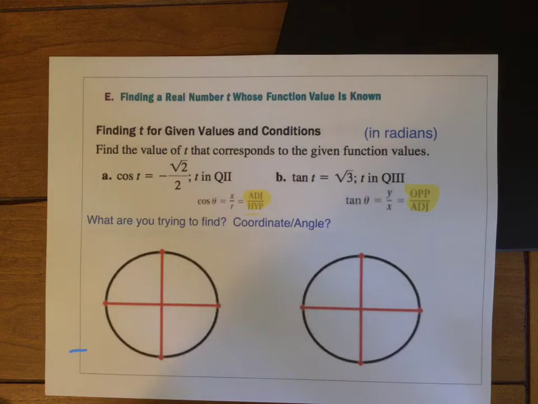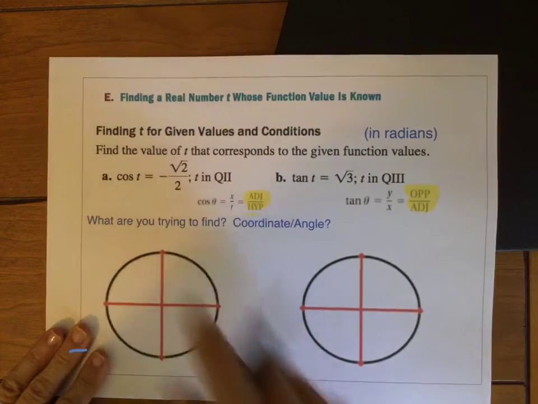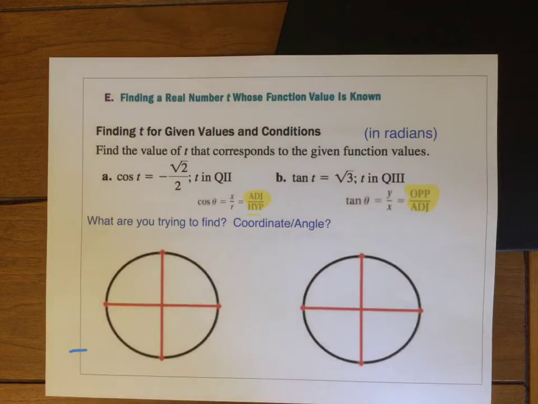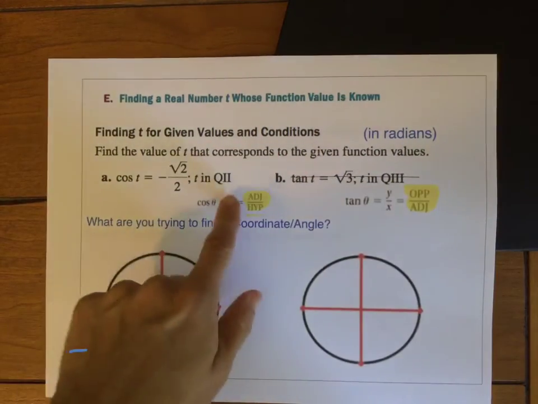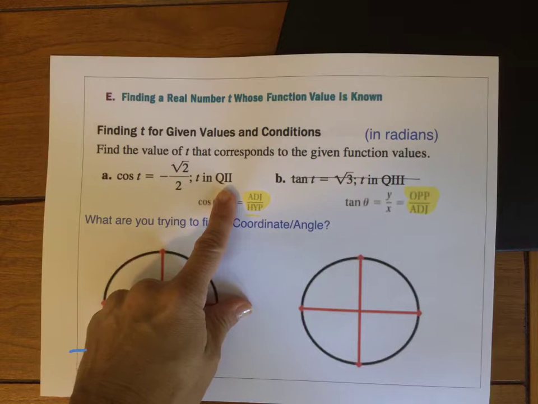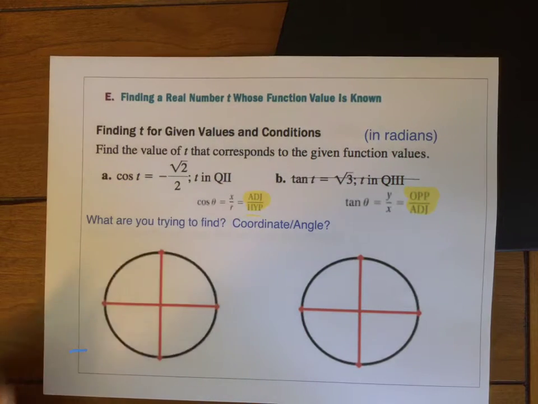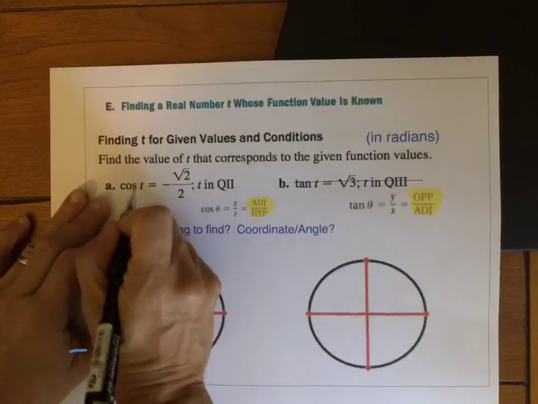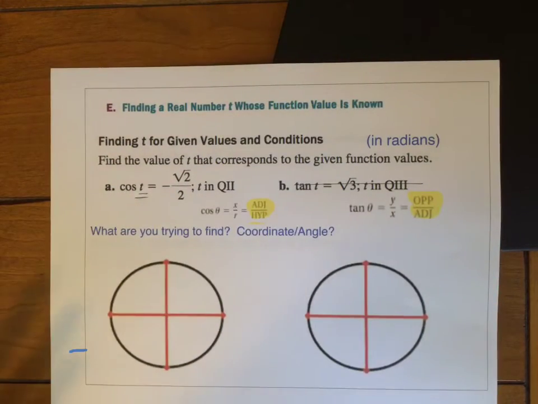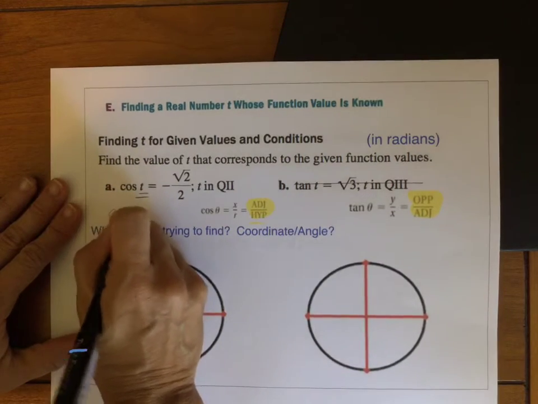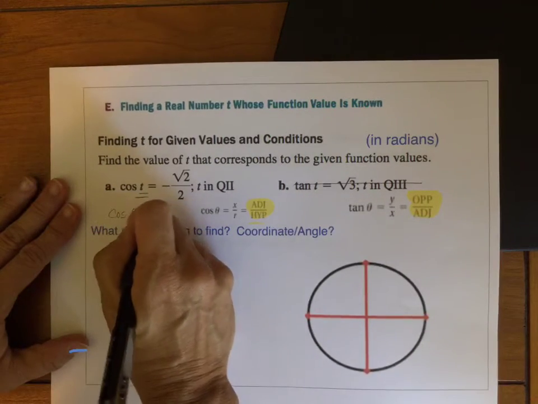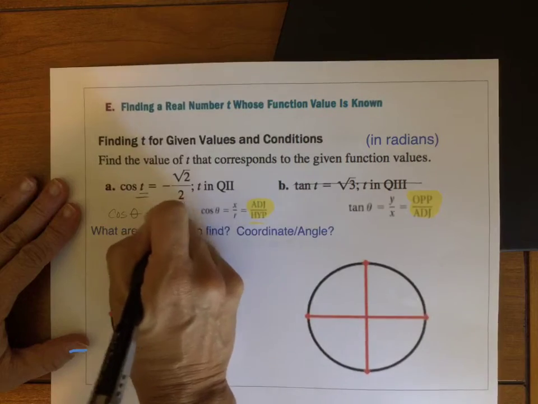So in this case, they are giving us the value that's on the unit circle. On this slide, they're even telling us it's in quadrant 2. So if we already have that value, then what we must be trying to find is our angle. In here they call it t, but we could easily just say it's cosine of theta equals negative root 2 over 2.